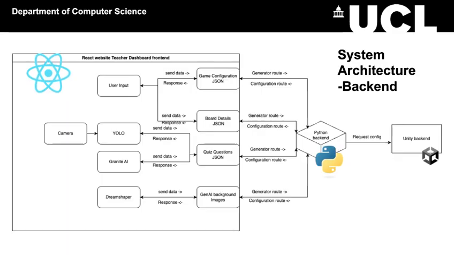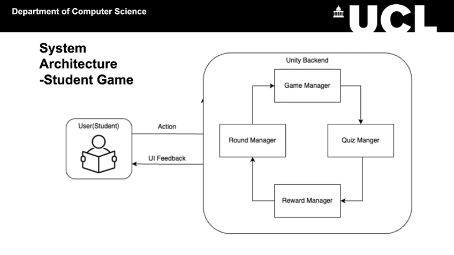The Python backend connects the teacher dashboard and the student board game, handling AI-based content generation, object detection, and configuration management. It has two main API routes: generator routes for AI features, and configuration routes for storing and syncing the game settings. The Unity student board game is a round-based game where students interact by pressing buttons to perform actions.